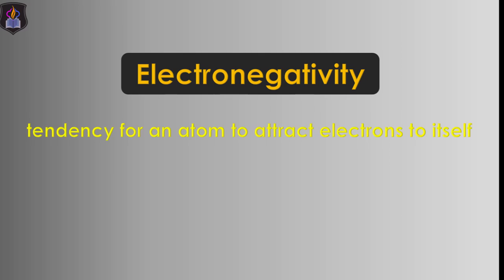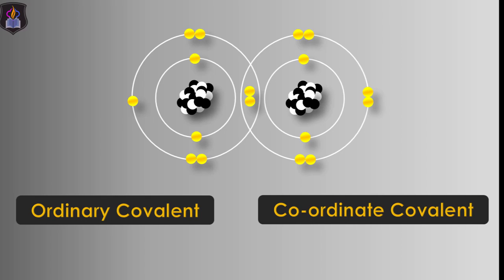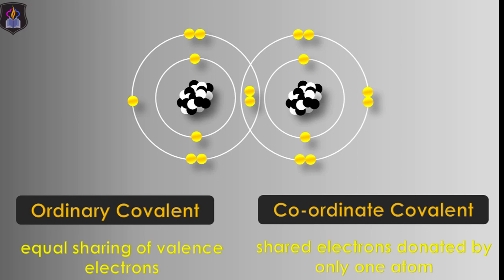Covalent bonding is a type of chemical combination that occurs between two or more non-metallic atoms through the sharing of valence electrons and overlapping of the orbitals of the participating atoms. There are two types of covalent bonding: ordinary covalent and coordinate covalent or dative bonding. While the ordinary covalent bonding involves the sharing of equal number of valence electrons, in dative bonding, the electron pair shared is donated by only one of the participating atoms.